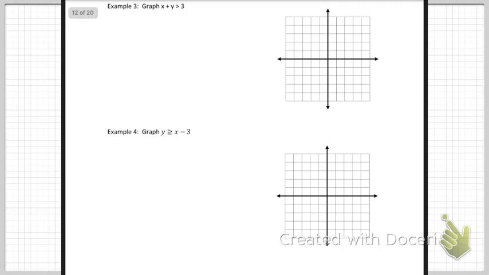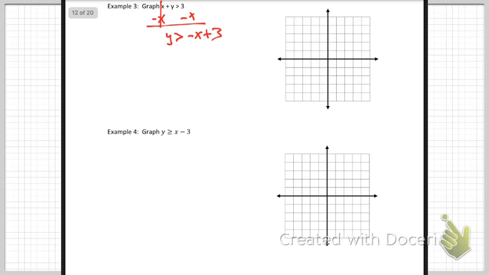Now this one is slightly different because this is in standard form. I got x and y on the same side of the equal sign. This is standard form. We want to solve for y, that way we can get it into slope-intercept form. Alright, so to do that, let's subtract x on both sides of the inequality. X minus x is 0. I get y is greater than negative x plus 3.